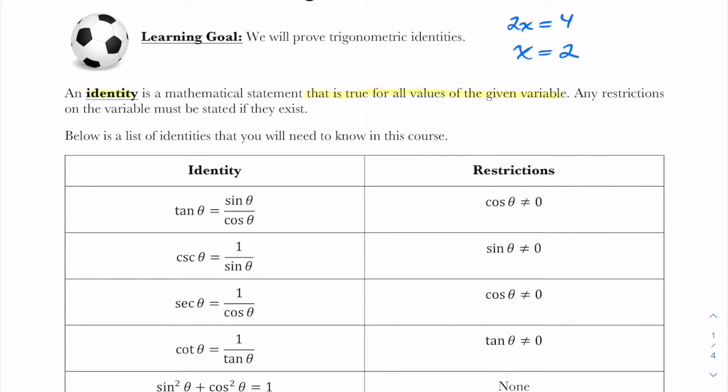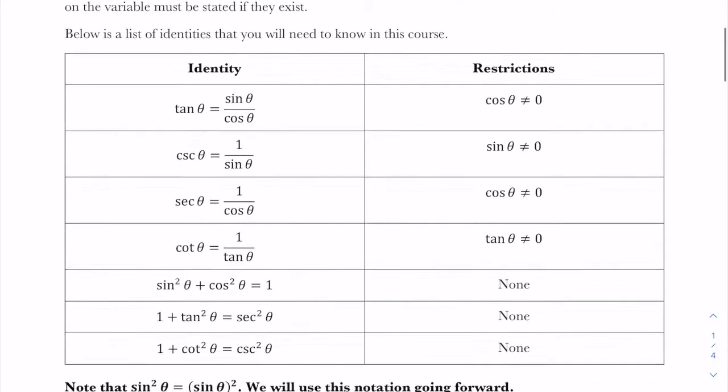So in the table below, you're going to see a list of identities that you need to know in this course, and we'll be using them frequently throughout the lesson. So feel free to refer back to this table if you need to at any point. So remember, these identities are true for all values of the variable. The first one is tan theta is equivalent to sine theta divided by cosine theta.